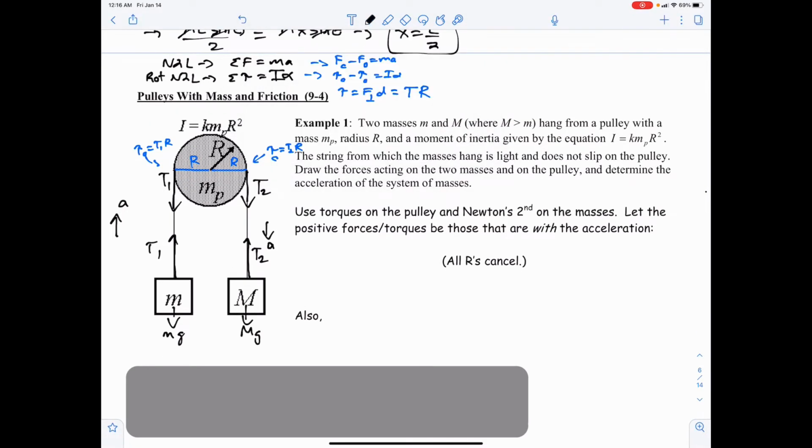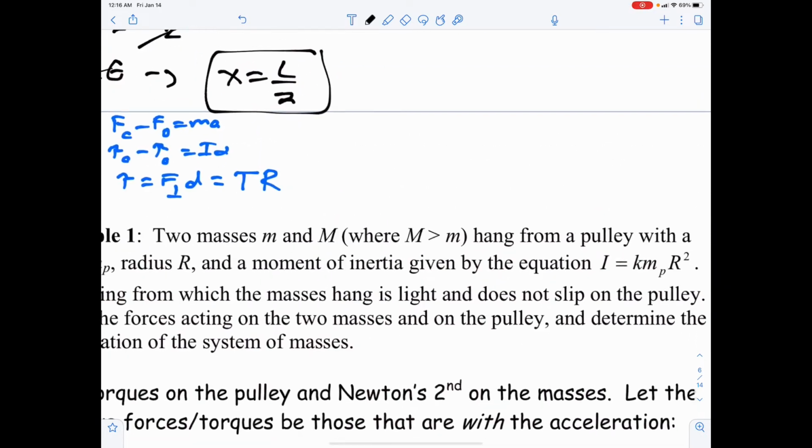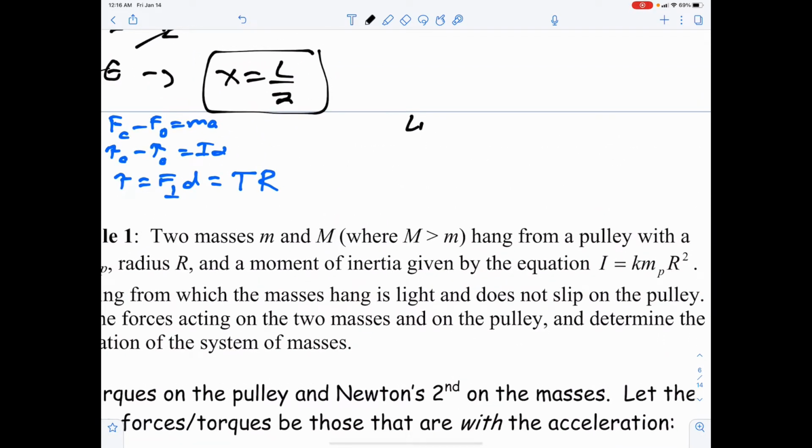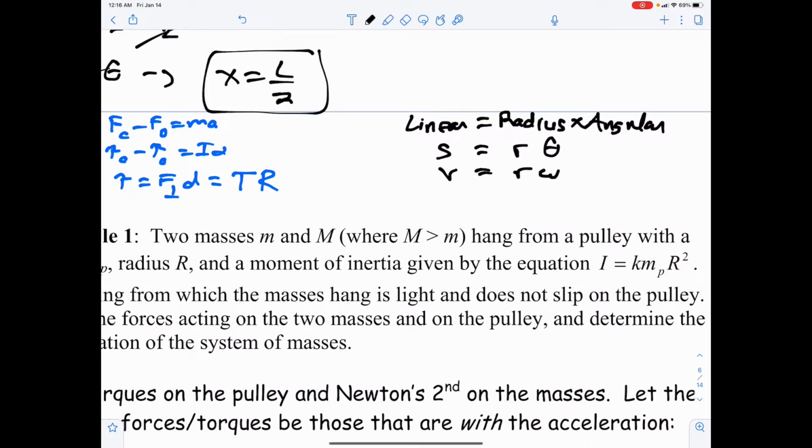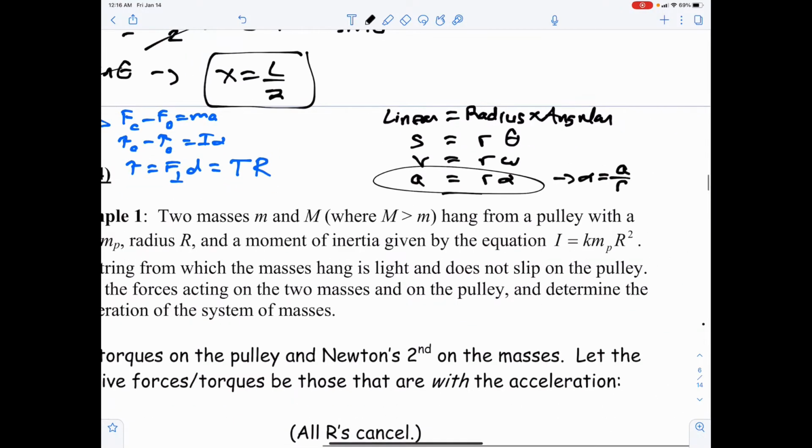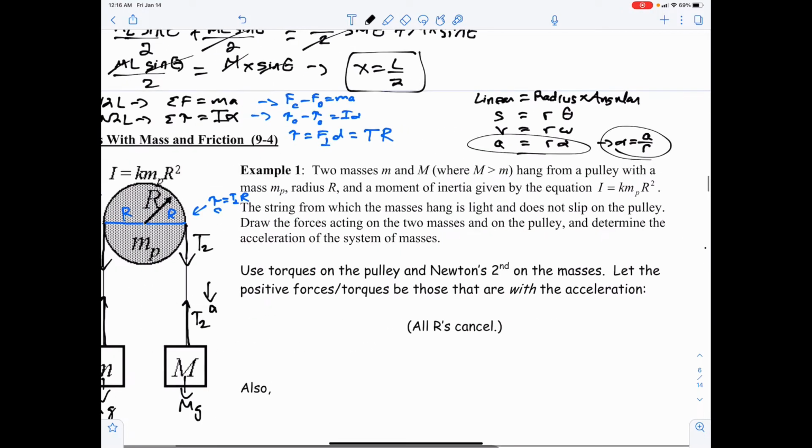Another thing that's helpful to remember is how there is a connection between linear translational variables and the radius times the angular variables. And we had 3 such equations. We had s is equal to r theta. We had v was equal to r omega. And we had a is equal to r alpha. Well, we're going to use this one right here. Solving for alpha, we get a divided by r. We're going to need this. We're going to have to substitute with that later on. You'll see what I mean in just a moment.